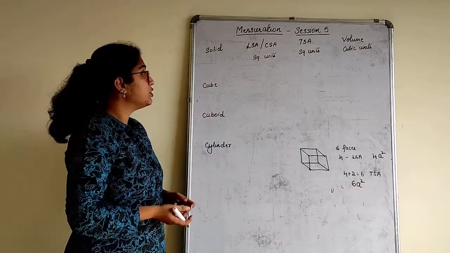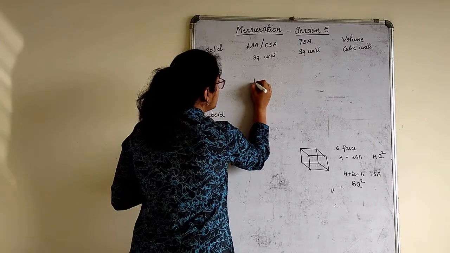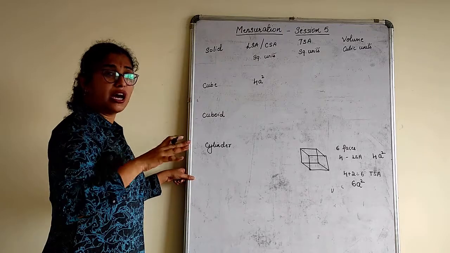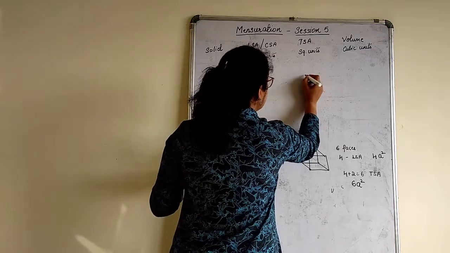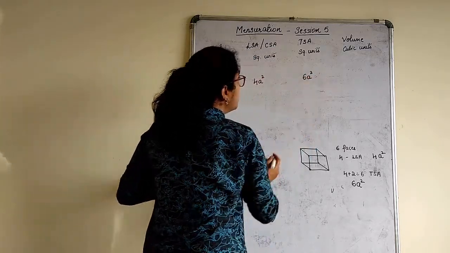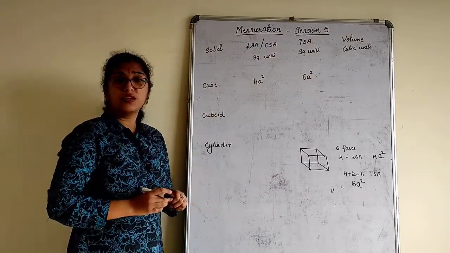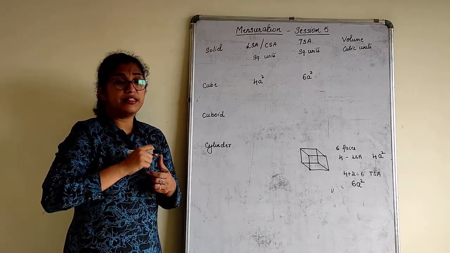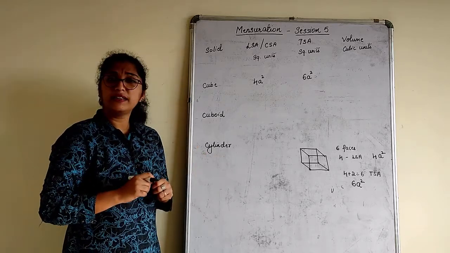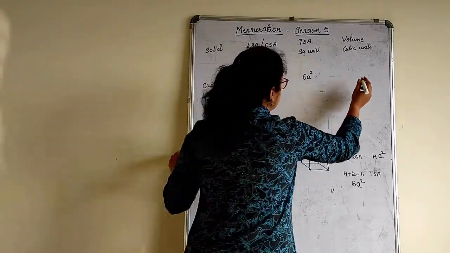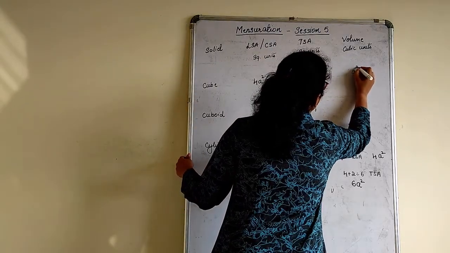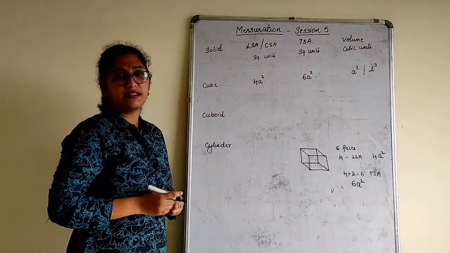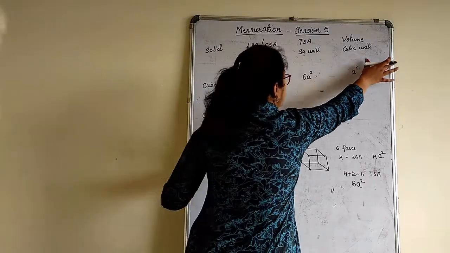Very simple. Cube is very simple, children. So LSA is 4A square, and I will give the dimensions of what A, H, R represent. For TSA it is 6A square. And for volume, what is volume? Volume is considered in terms of the space occupied, that is in terms of length, breadth and height. In a cube all three are equal, so volume is nothing but A cube. Or we can also write this as L cube. Anything is the same.